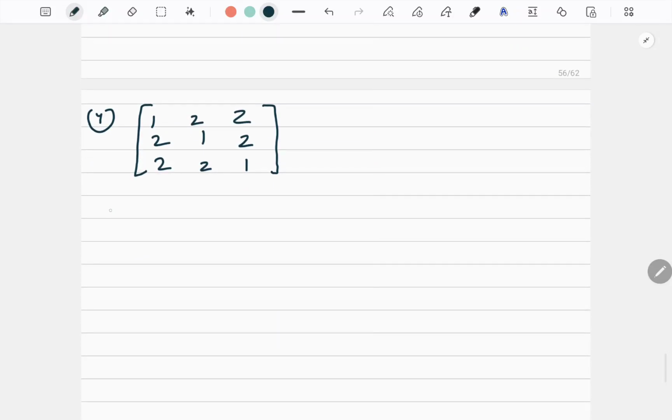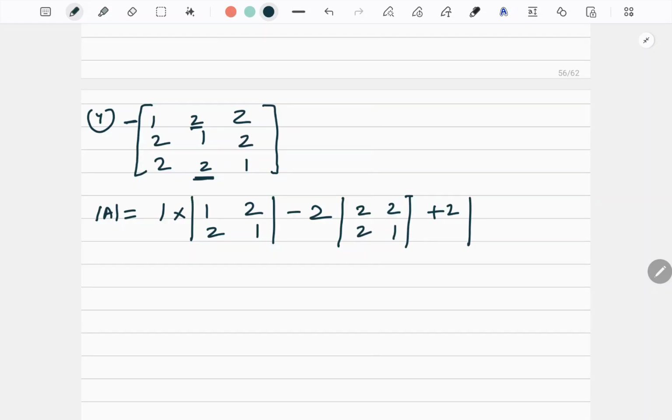Now come to this one. This is a 3 cross 3 matrix. So the first element, the determinant of A is equal to 1 into the determinant of 1, 2, 2, 1. Minus 2, this element with minus sign. Then if I hide this column and this row, what is visible? 2, 2, 2, 1. Plus 2. If I hide the last column and the first row, 2, 1, 2, 2. Right? So it is 1 ones are 1 minus 4. Minus 2, this one: 2 ones are 2 minus 4.